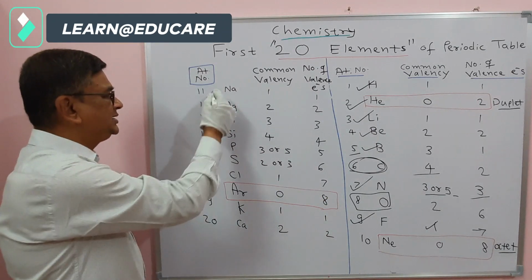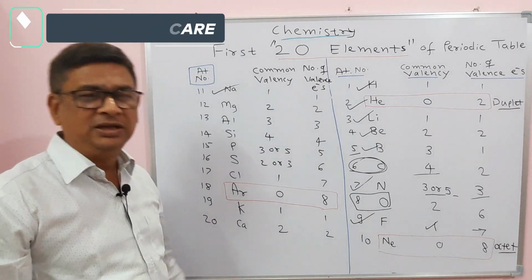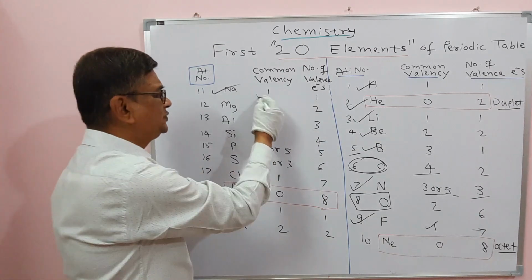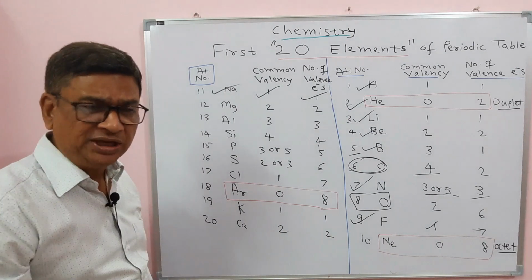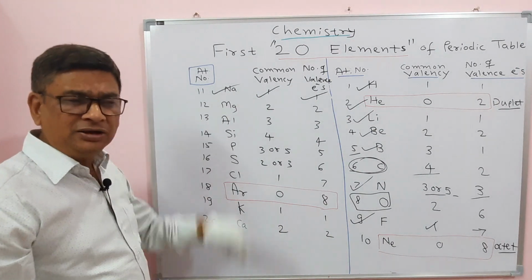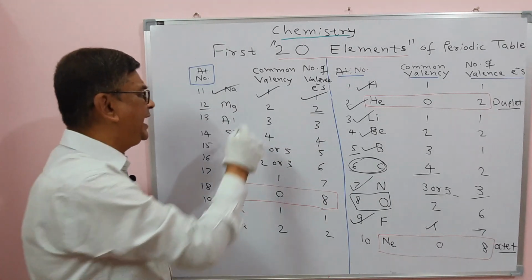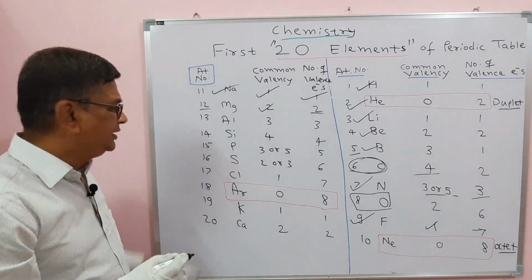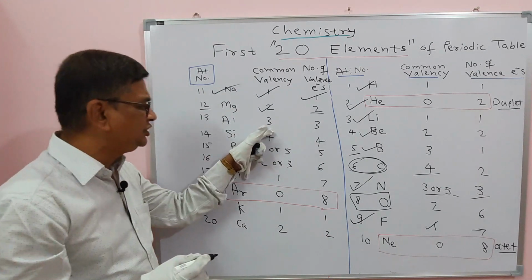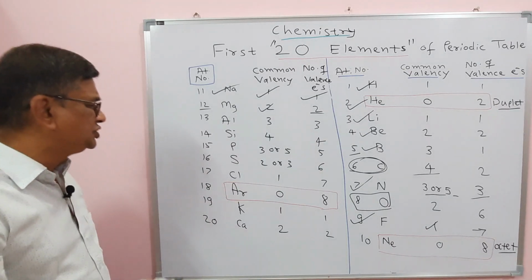The next element is sodium. It is an alkali metal, it is below lithium in the first group and its valency is 1, it has 1 electron in the outermost shell. The next one is magnesium. It is an alkaline earth metal, it has 2 electrons in the outermost shell, atomic number 12 and it has valency 2. Next one, aluminium, valency 3, atomic number 13. Number of valence electrons 3.